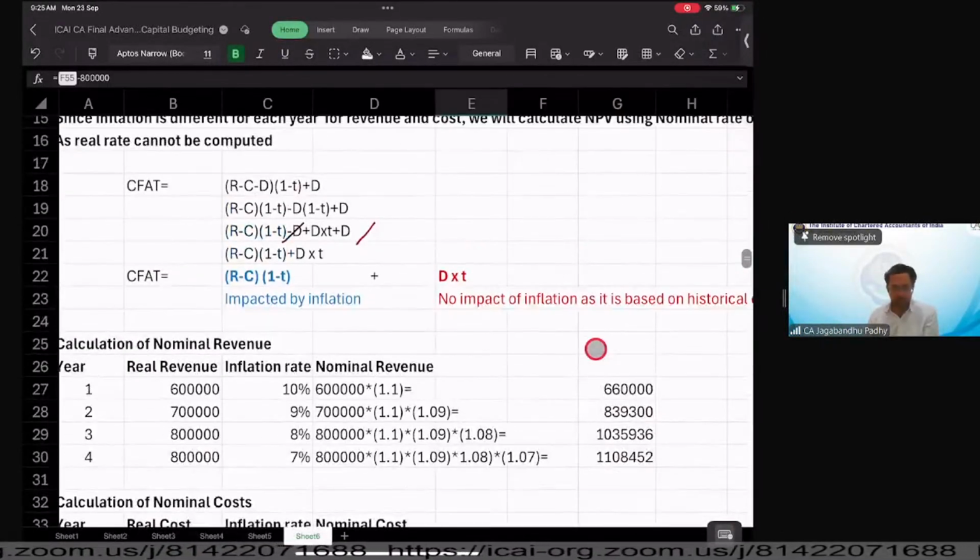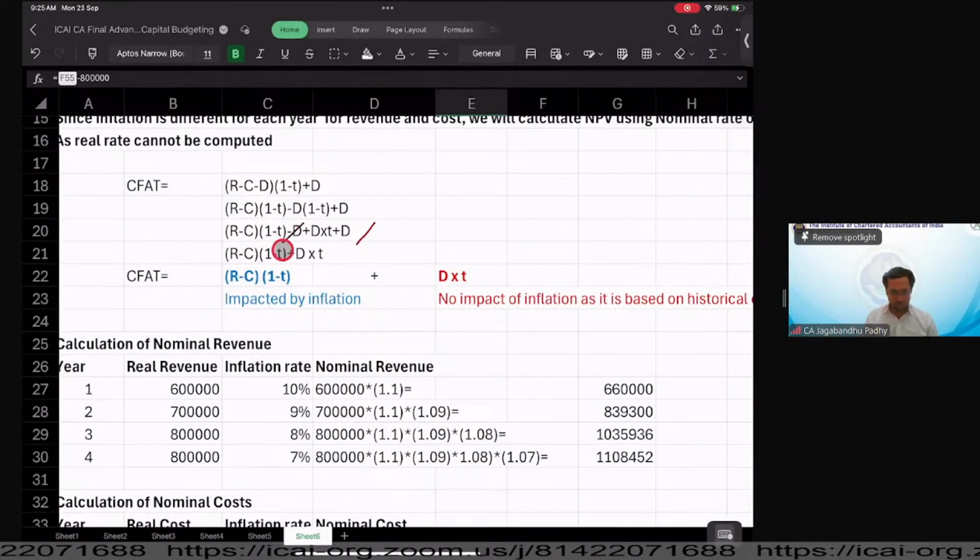Yeah, this one. R minus C minus D into 1 minus T plus depreciation, right? Plus depreciation. So now, if you solve this mathematically, you find that this only translates to D into T. Only this component is what we have considered. Okay, so depreciation is not what I'm paying in cash.